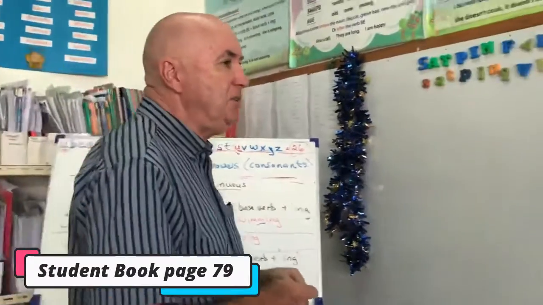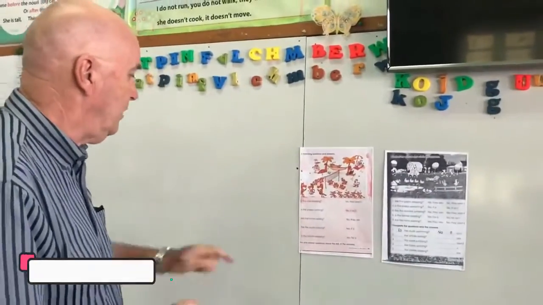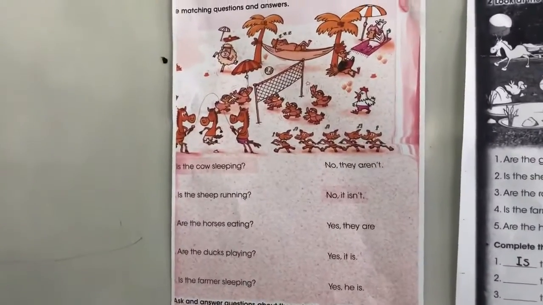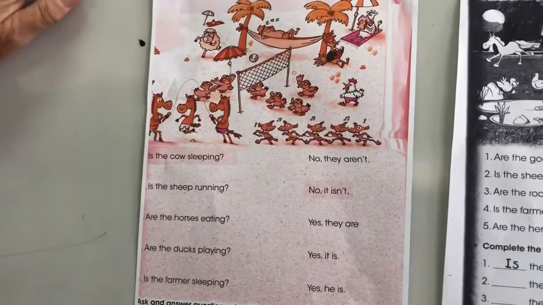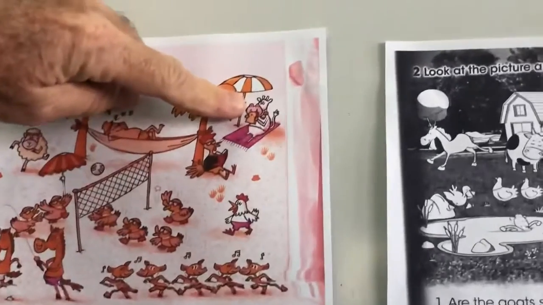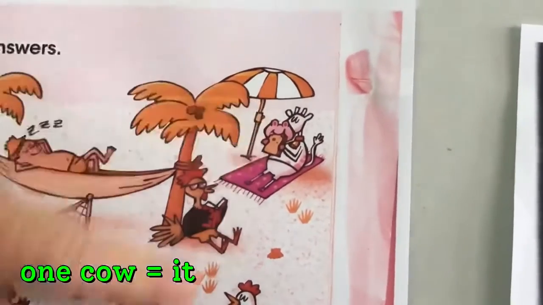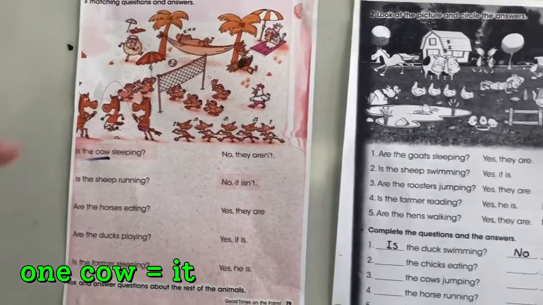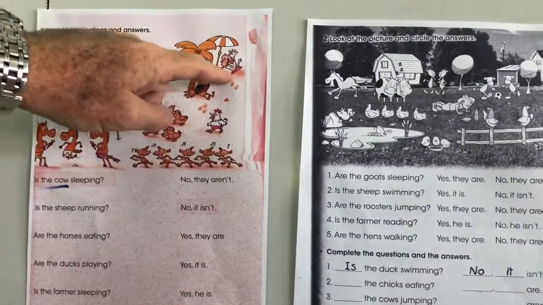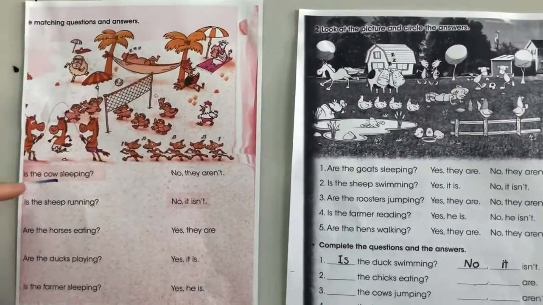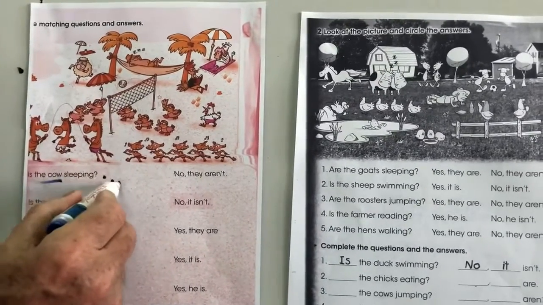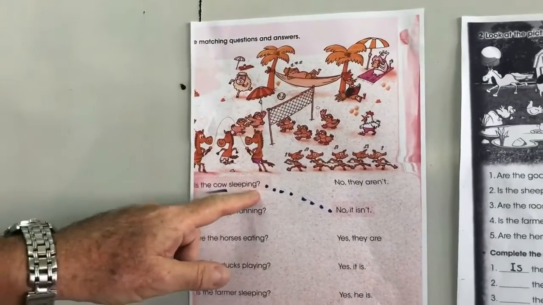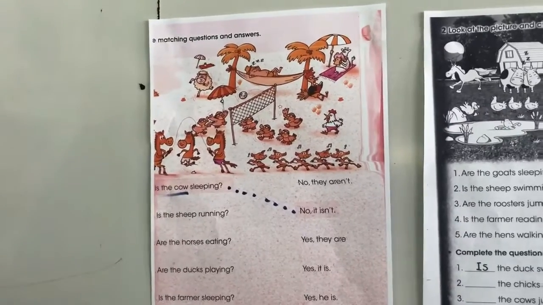So let's look at student book 79. And here we've got our picture and we've got the questions. Look, is the cow sleeping? So find the cow. What's it doing? Okay, now one cow is going to be it. So we're looking for an answer with it. And sleeping, yes, no? The answer is no. So we're looking for no, it isn't. So that's going to be here, isn't it? No, it is not. One cow is the same as it. Is it sleeping? No, it is not.